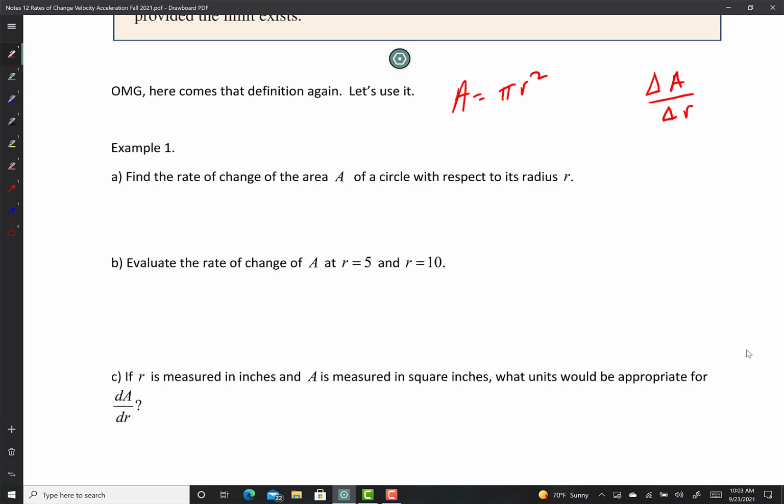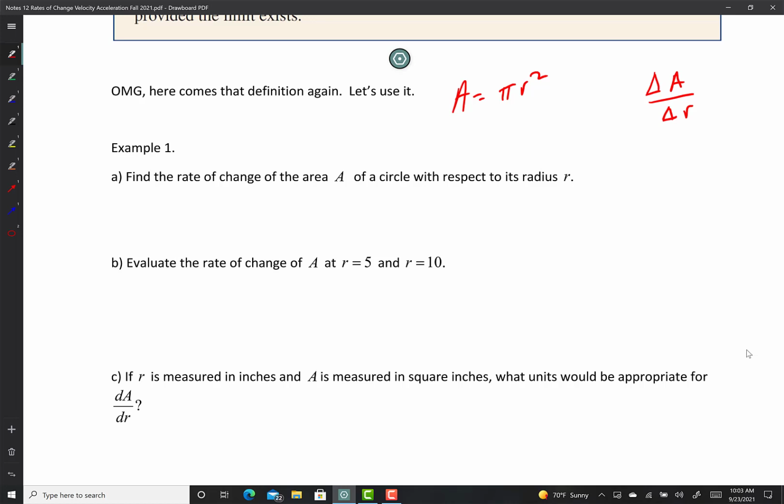If someone told you, what is my area when the radius is 2? You would plug in a 2 and find the area. What is my area when my radius is 3? You would put a 3 and find your area. And if someone asks, what is the rate of change between r equals 2 and r equals 3? That's an average rate of change, not an instantaneous one. Then you would do your area at 3 minus your area at 2, divided by 3 minus 2. Does that make sense? Yes.